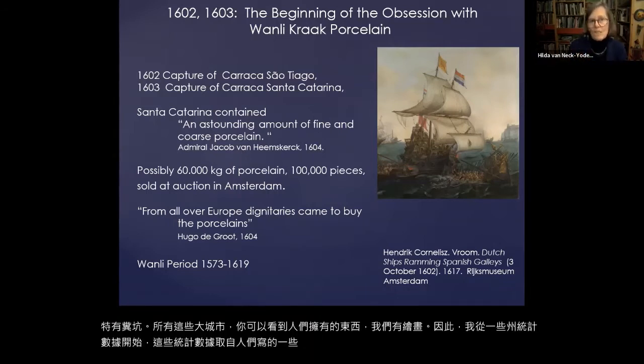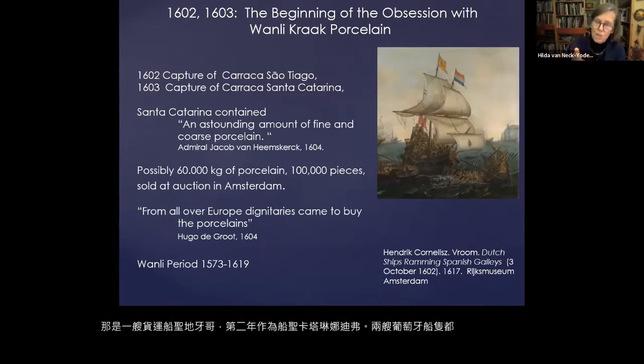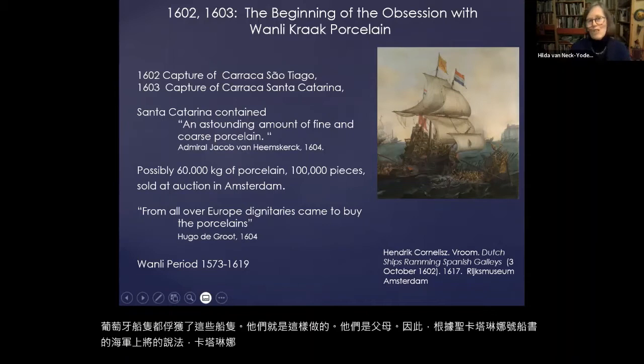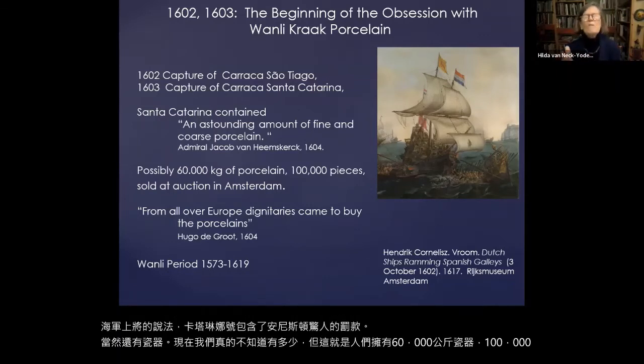First of all, 1602, it starts with the capture of a carrack, that is a cargo ship, the Santiago, and the next year, a ship, the Santa Catarina. They were both Portuguese ships loaded with stuff from China, and the Dutch captured those. That's how they did it. They were pirates. So according to the admiral of the ship, the Santa Catarina contained an astounding amount of fine and coarse porcelain. Now, we don't really know how much, but this is what people guess, that it had 60,000 kilograms of porcelain, 100,000 pieces, and that of course had to be sold, so it had an auction in Amsterdam.